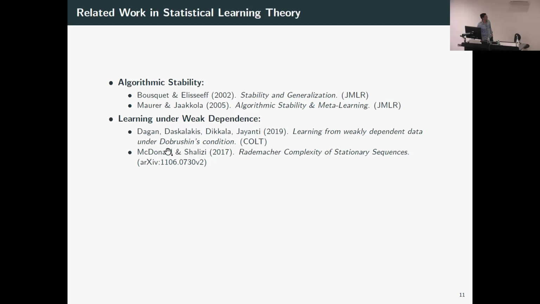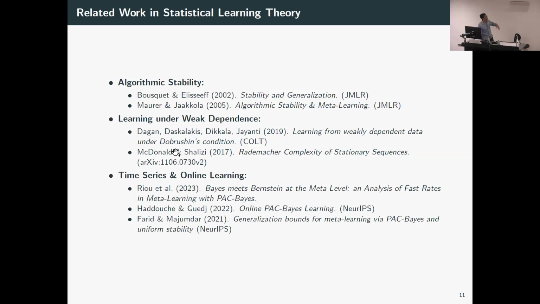This is a very incomplete set of references from statistical learning theory. The theory here is really quite vast, and I'm still getting a handle on it. This last paper I think is quite relevant, but I came across it yesterday, so I read it 12 hours ago. There is a lot of work on statistical learning theory for dependent data and also in time series. I think the closest is this PAC-Bayes bound for meta learning. There are certain differences with what I'm presenting, but it's very relevant work.